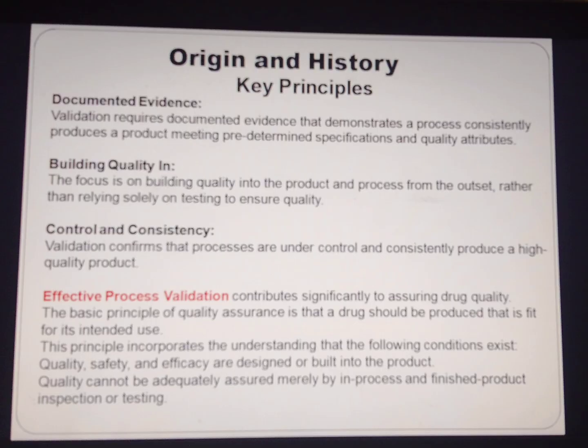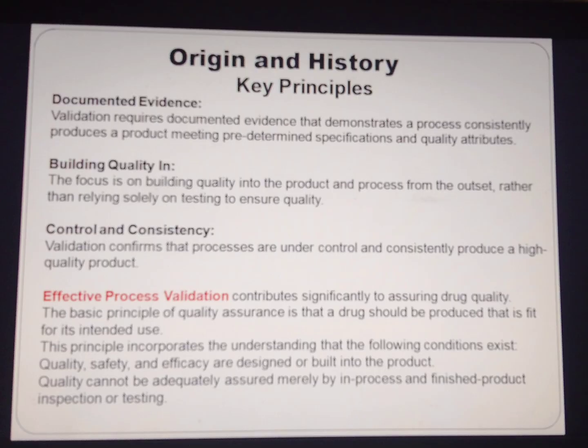Building quality in. The focus is on building quality into the product and process from the outset rather than relying solely on testing to ensure quality, control, and consistency. Validation confirms that processes are under control and consistently produce a high quality product. Effective process validation contributes significantly to assuring drug quality.